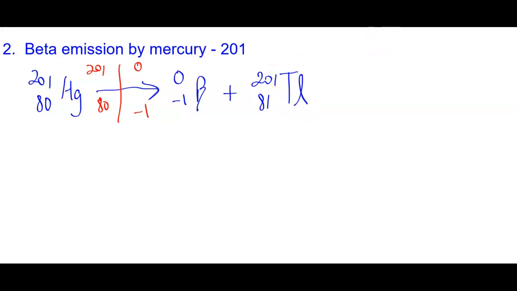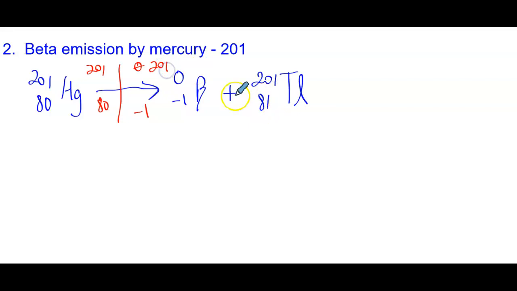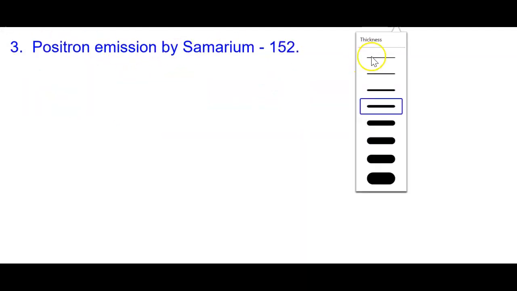Now I'm just going to double check my math to make sure everything looks okay. 201 plus 0 is 201, and 81 plus -1 is 80. So now we're done with this problem. Okay, next example. This time we're going to do a positron emission.